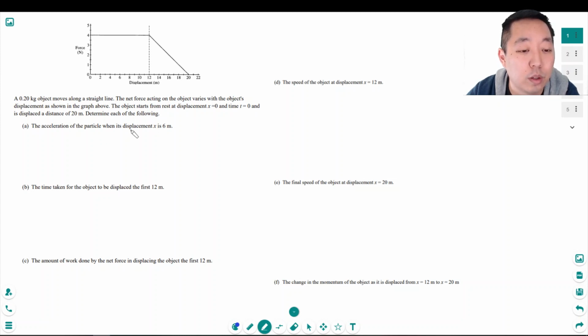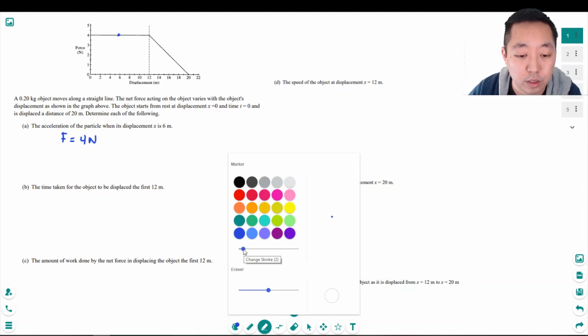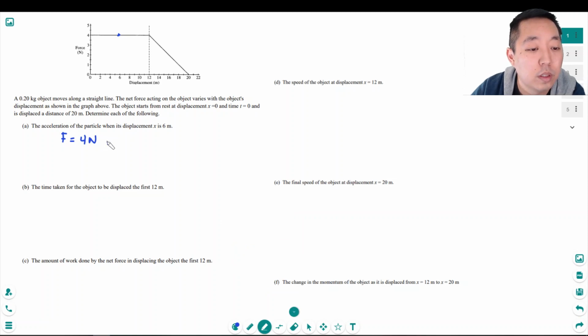The acceleration of the particle when its displacement x is 6 meters. So at 6 meters, this graph tells me the force is 4 newtons. Okay, let me shrink that a little bit. That's a little bigger than I wanted. Now, we know that F equals ma, so it's not quite a kinematic question, but hopefully you do know that F equals ma. And so the acceleration is just equal to F over m. And since I know the force is 4 newtons and the mass is 0.2 kilograms, the acceleration would be 20 meters per second squared.